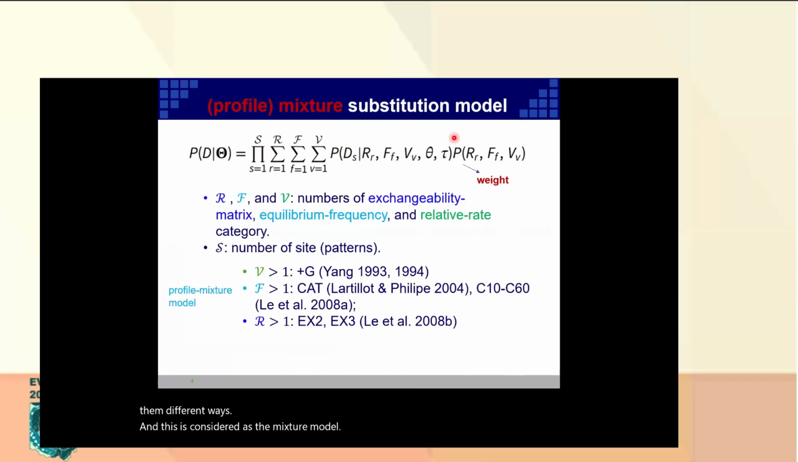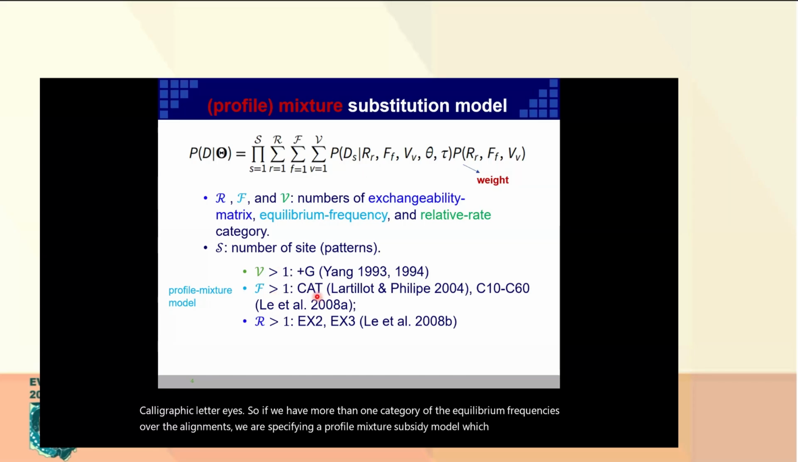Specifically speaking, in the following slides of my presentation, I would like to focus on the so-called profile mixture model. So what is the profile mixture model? It is the substitution model where we have more than one category of the equilibrium frequencies indicated by calligraphic letter I. So if we have more than one category of the equilibrium frequencies over the alignments, we are specifying a profile mixture substitution model, which is made famous by the PhyloBayes CAT model and the C60 model available in IQ-TREE.